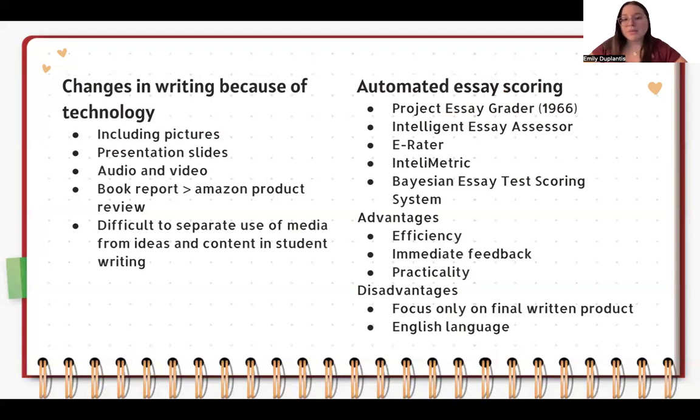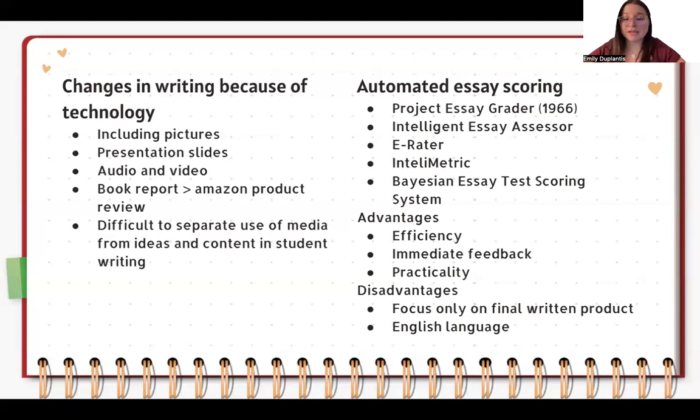And then we have the automated essay scoring. So one of the still to this day most commonly used ones is Project Essay Grader or PEG, and that was created back in 1966. We have so many more, and they have several advantages and disadvantages. Advantages being efficiency, right? You have 100 essays to score, like that's going to take a significant amount of time, especially if you're looking to give every student individualized feedback and different things like that. It's really rough to grade 100 essays.